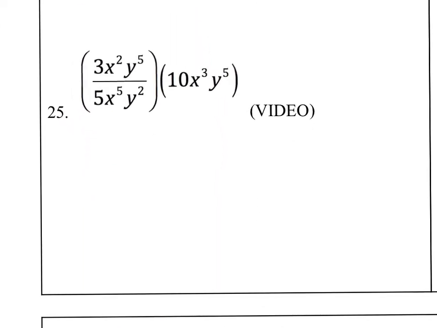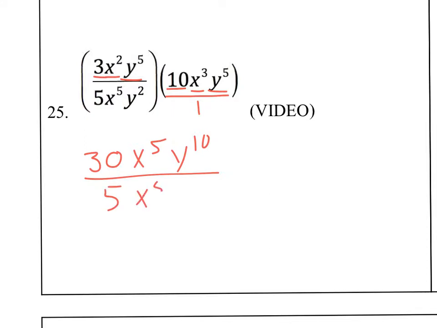For number 25, we're dealing with both multiplying and dividing. I like doing the multiplying part first, and I'm going to recognize that this is 2 fractions being multiplied. The second one is over 1. I'm going to start with the numbers. 3 times 10 gives me 30. X squared and x to the 3rd would be x to the 5th. Y to the 5th would be y to the 10th. And on the bottom we'd have 5, x to the 5th, and y squared.